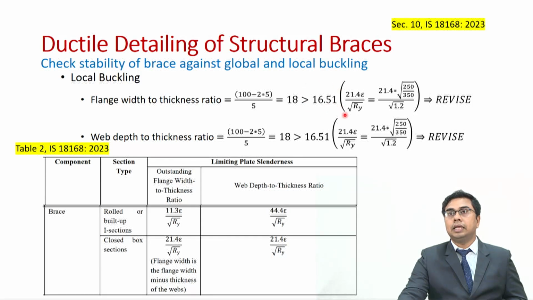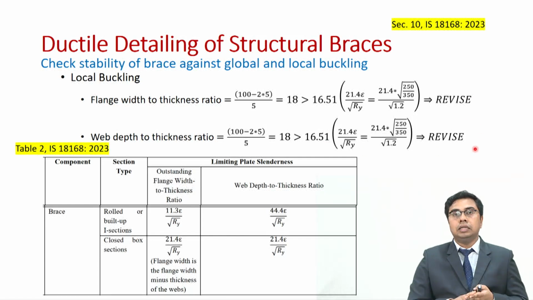From where do we get this magic number of 16.51? From table 2 of IS 18168, which says that for a closed box section, the outstanding flange width to thickness ratio shall be restricted up to 21.4 epsilon upon square root of R by. If we calculate this, we get 16.51. We also have a very similar value for the closed box section in case of web depth to thickness ratio, and for the web depth to thickness ratio we get again the value as 18, which is exceeding 16.5. Therefore, we must revise this section.